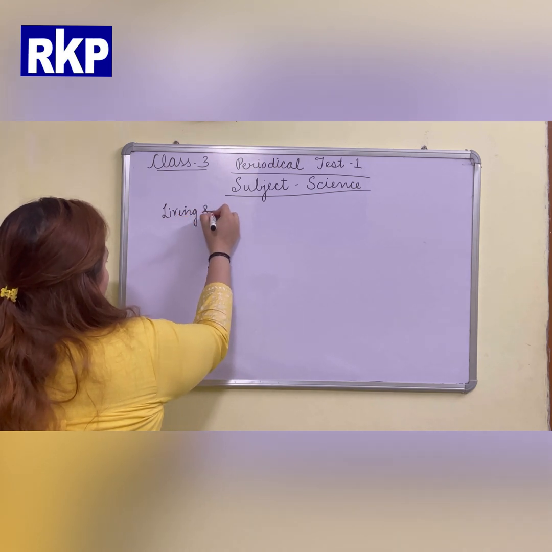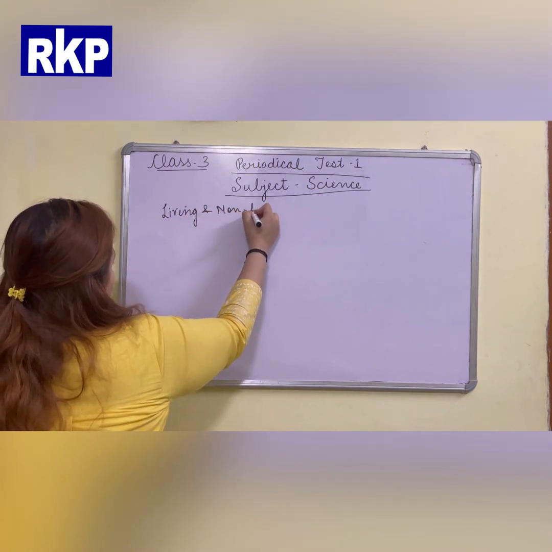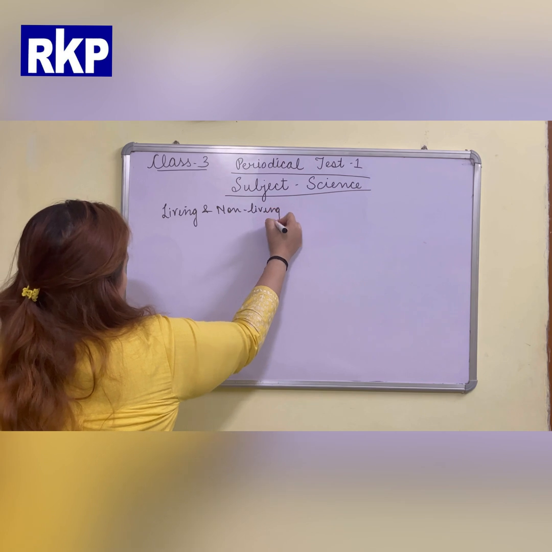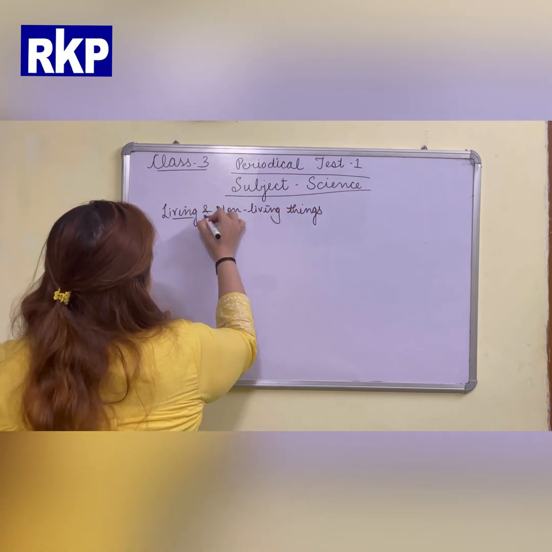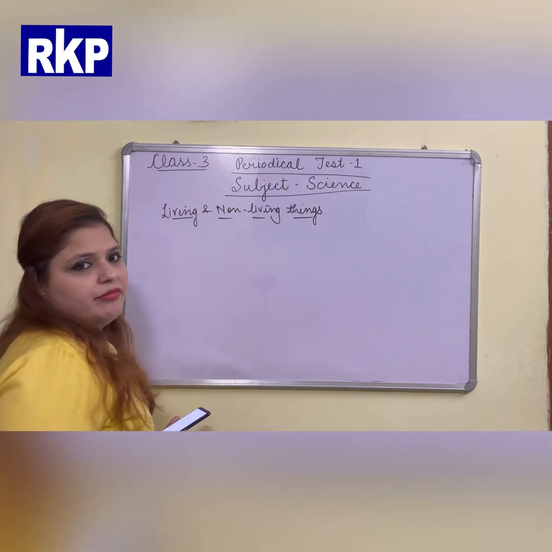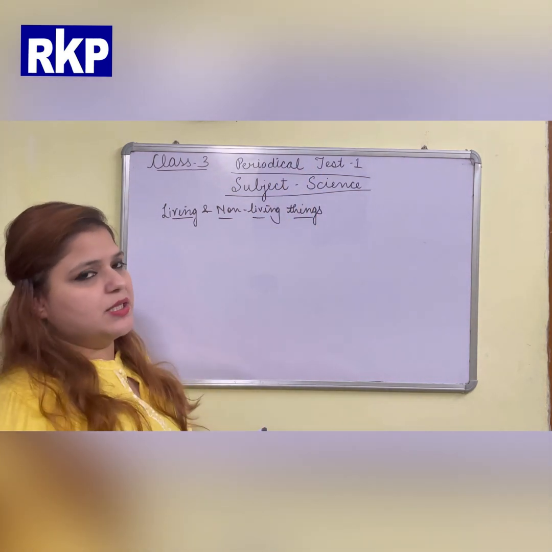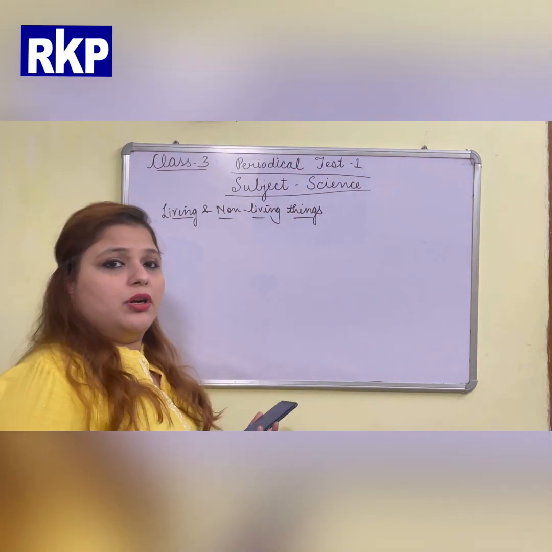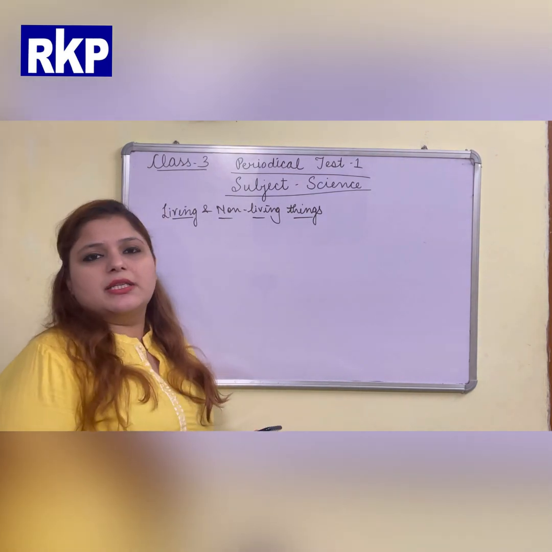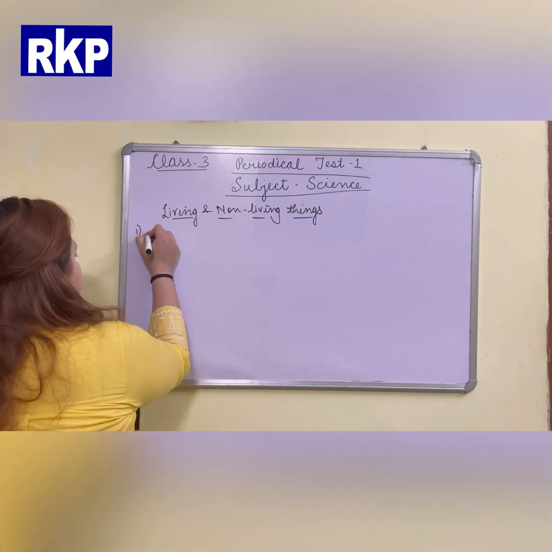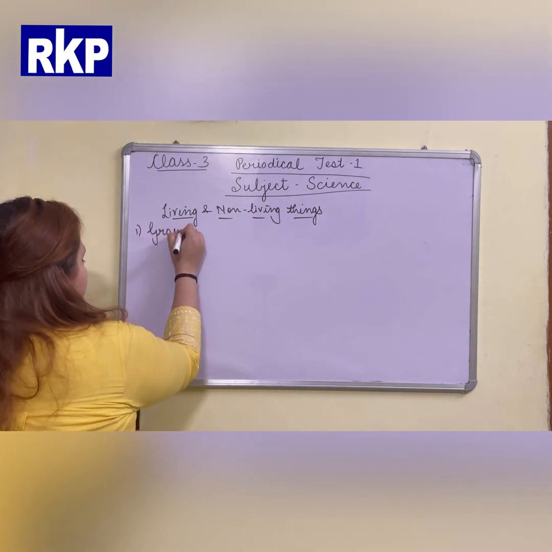Next question was: write 4 differences between living things and non-living things. Living things, beta, means the things which live their life. Non-living things are those which do not live, which cannot live. Fine. So the differences between living things and non-living things: first, living things grow and develop.